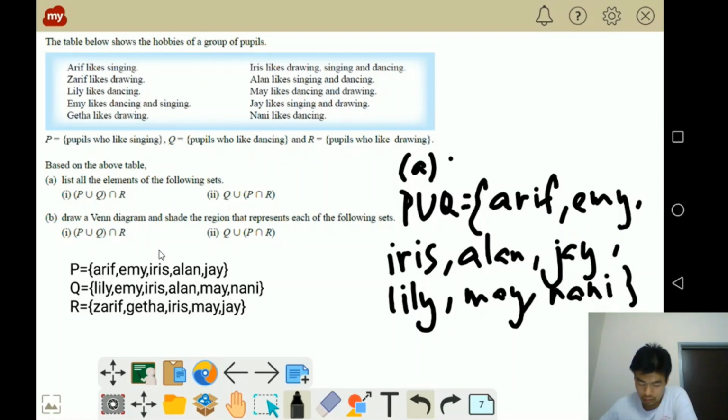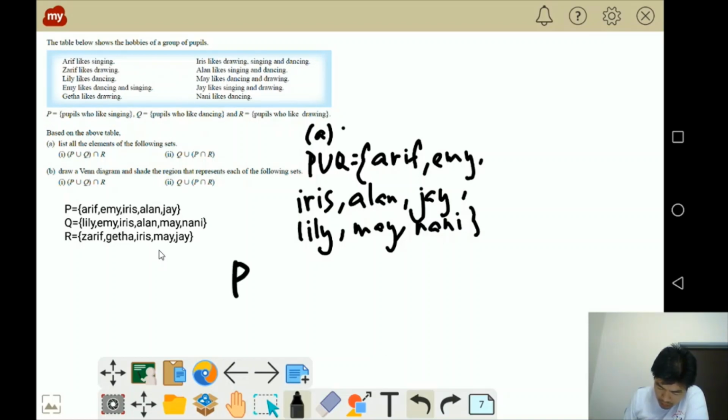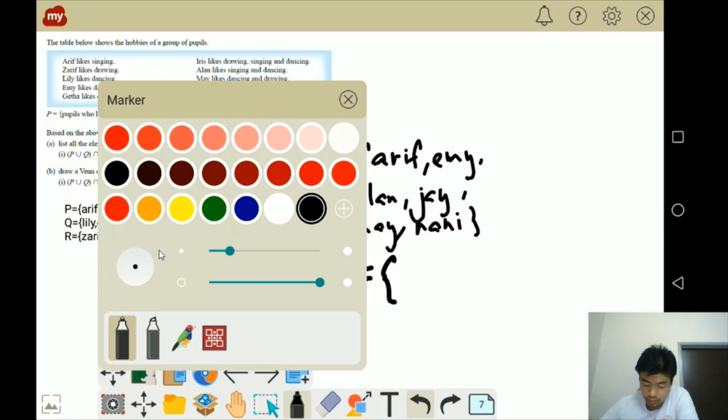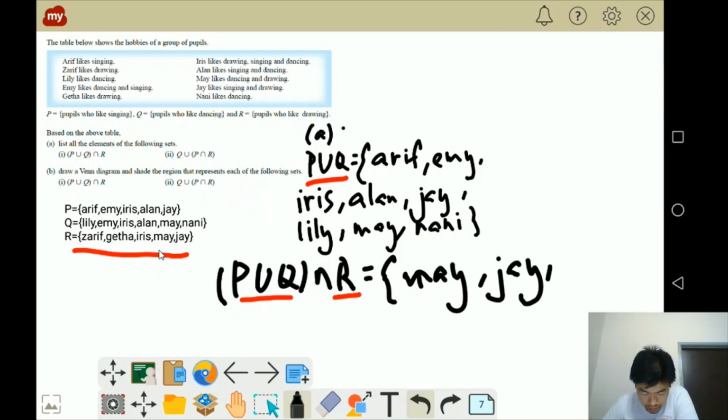Right? P union Q intersect with R. Intersection, right? So what does the intersection mean? Intersecting means you have to find the common elements for set P union Q and set R. So look at set P union Q and set R. Set R is over here, right? So look at these two sets and find their common elements, and that is your answer. So which are the common ones? May, right? May. What else? J. What else? Iris. Any more? Zarif is not there, right? So this is the answer. Okay, this is the answer for A. P union Q intersect with R.